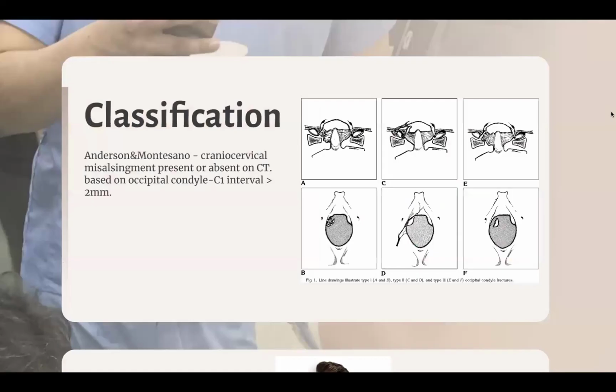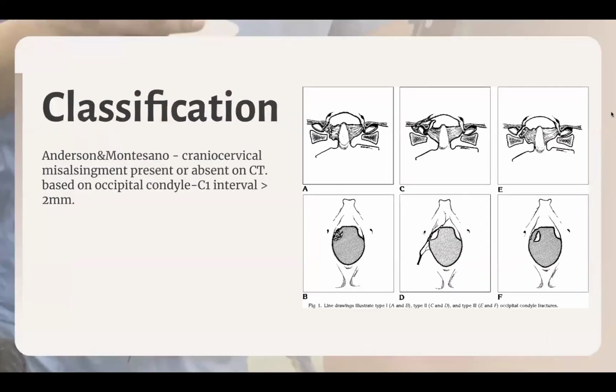Now, we'll start with some classification. So the Anderson Montesano classification is the most common one that's always been described. It's really based on craniocervical misalignment, that's spelled wrongly, sorry, that's present or absent on the CT scan. And it can be measured with the occipital condyle to the C1 interval being more than 2 millimeters in size.